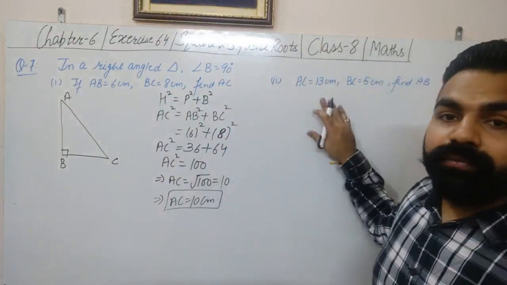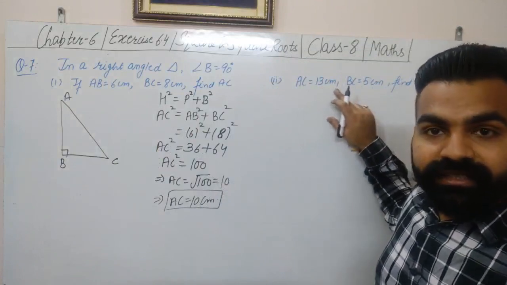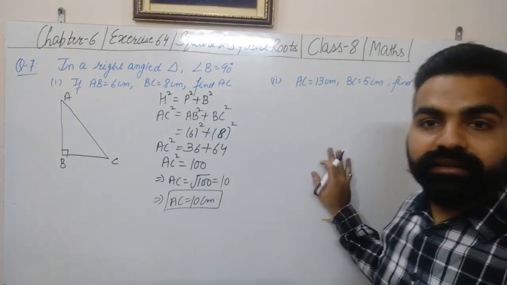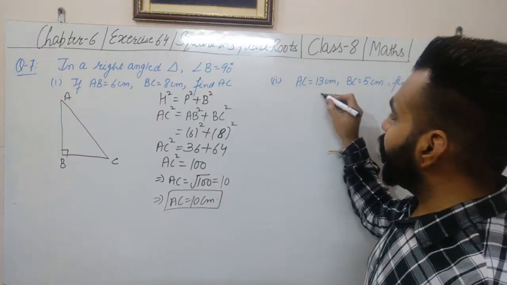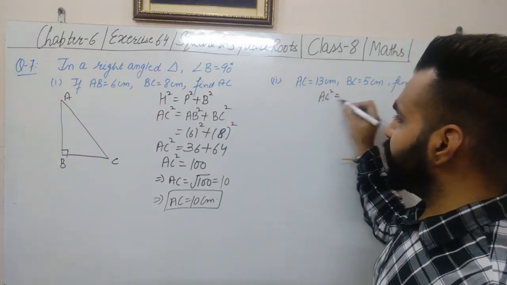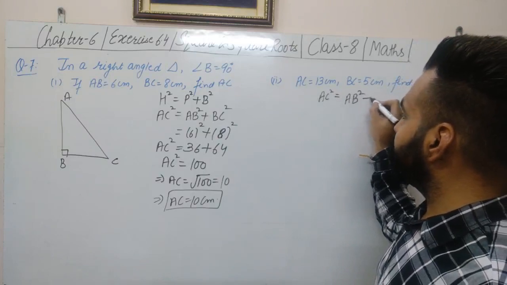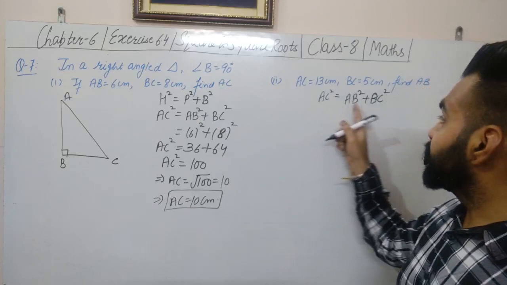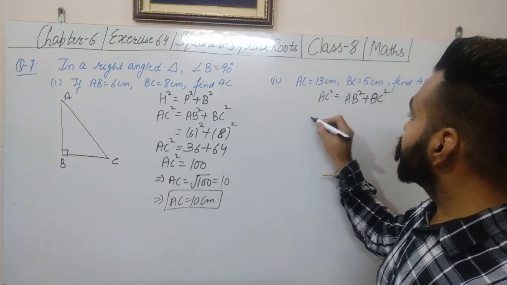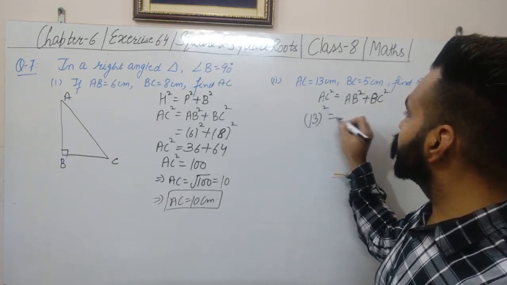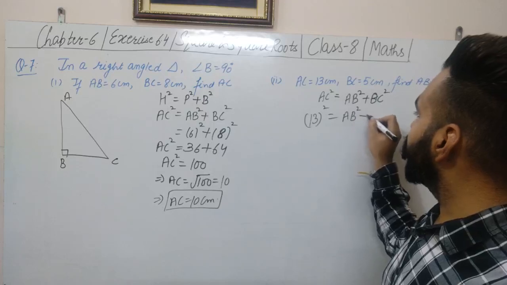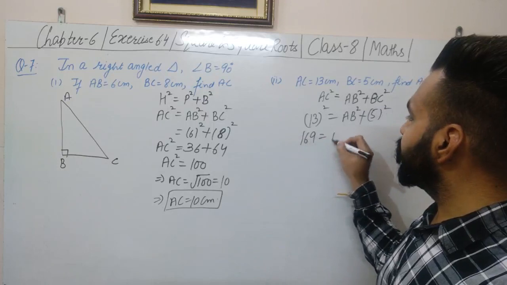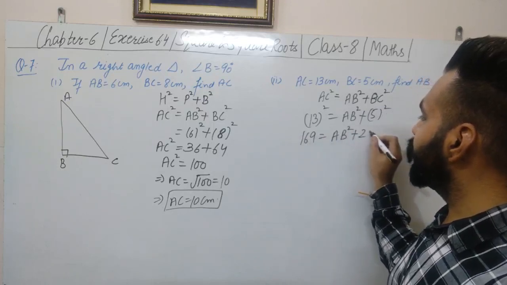So in the second part, now hypotenuse is given 13 centimeter. One side is given. We have to find the third side. So again apply Pythagoras theorem, which states that AC square is AB square plus BC square. Put the value of AC and BC. So this will be equal to 13 square equals AB square plus 5 square. So this will be equal to 169 equal to AB square plus 25.